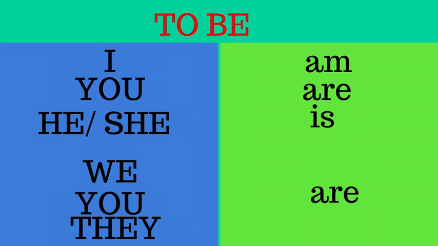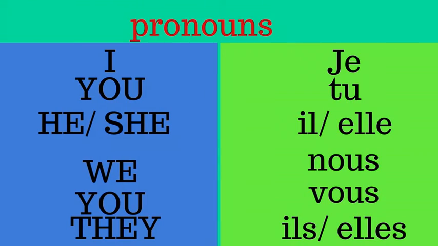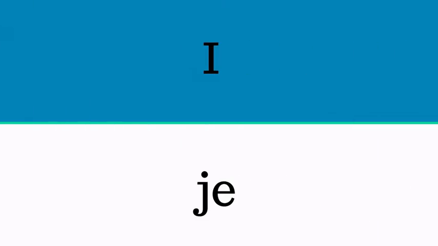In French, it's going to be the same. So first, let's have a look at the French pronouns. Here you have a list of all of them. I is je. I'm just going to read the French ones, okay? Je, tu, il, elle, nous, vous, ils, elles. We're going to have a look now individually, so you can repeat after me and try to get the right pronunciation. So the first one is je.